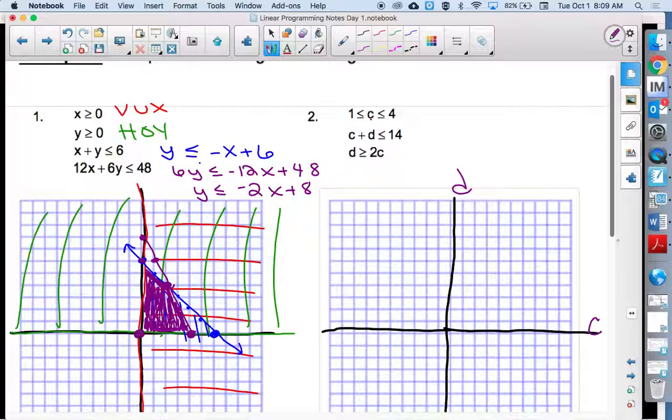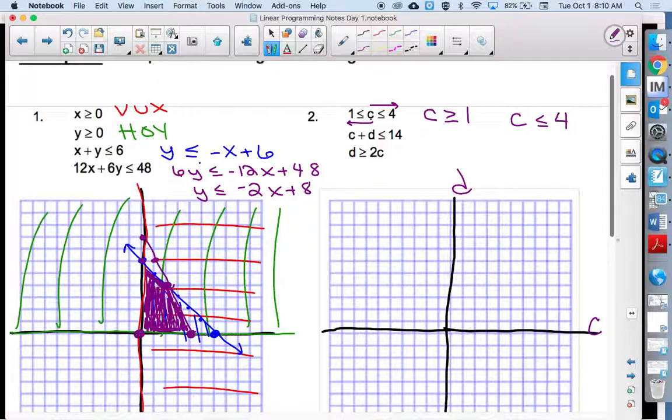So I have the variable in between 2 numbers. How do you graph that? 1 is less than or equal to C is less than or equal to 4. Josh, how do you graph that? Yeah, think of it as 2 separate inequalities. So if you start in the middle, and if you would prefer to see that as X, write it as X. If you don't like seeing a C there, change it to an X. But if I start in the middle and read to the left, this is saying C is greater than or equal to 1. And then go back to the middle and read to the right, C is less than or equal to 4.